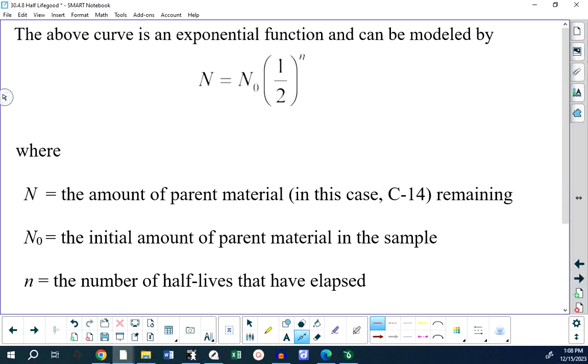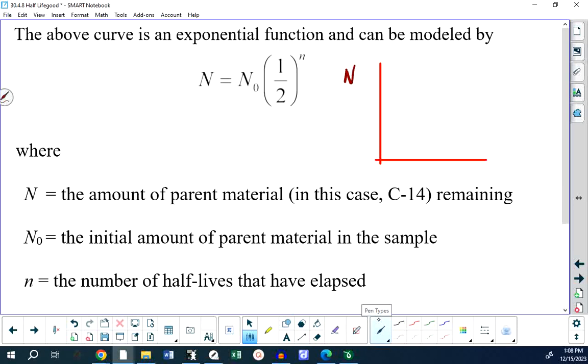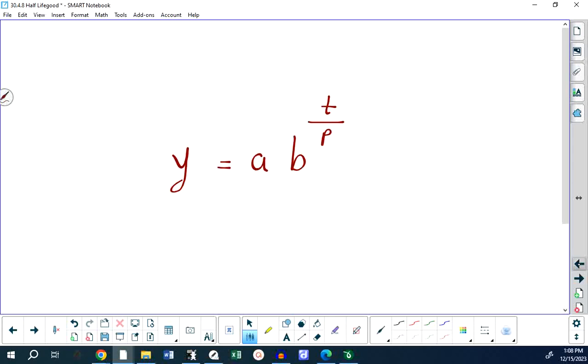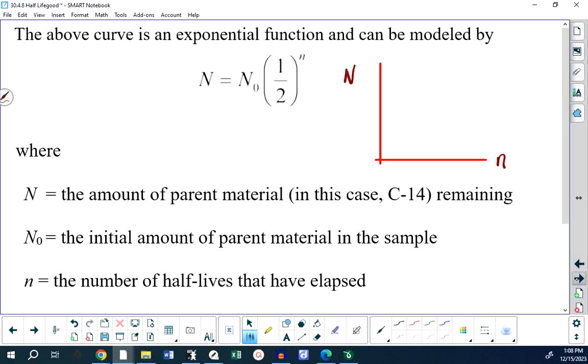On our graph, the vertical axis is N, and the horizontal axis is little n. It's not time. So you Math 30 people, we have in math this beautiful formula which relates the population to the time, to the days, or to the years, or to the seconds, or to the months. This formula relates the quantity of the population to how many half-lives, not to the elapsed time. So n is the number of half-lives.